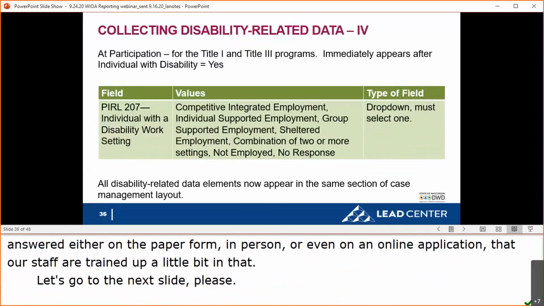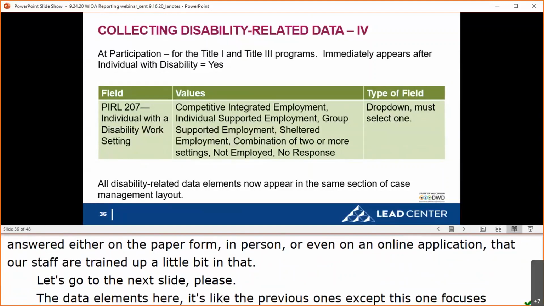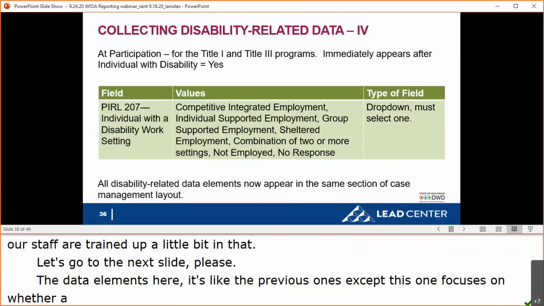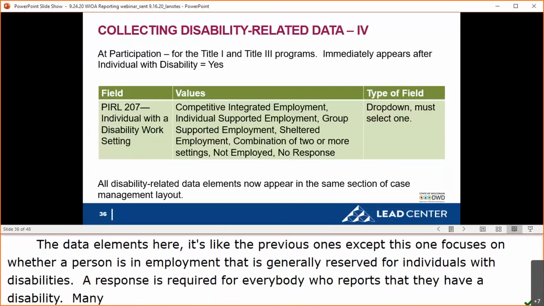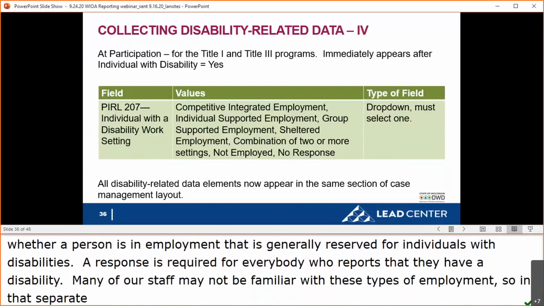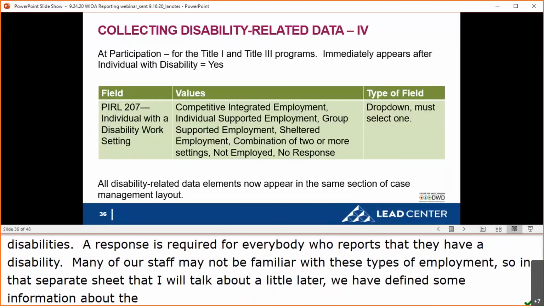The data elements here are like the previous ones, except this one focuses on whether a person is in employment that is generally reserved for individuals with disabilities. A response is required for everybody who reports that they have a disability. Many of our staff may not be familiar with these types of employment. So in that separate sheet that I'll talk about a little later, we have defined some information about the specific types of employment they are and which programs in Wisconsin administer them.